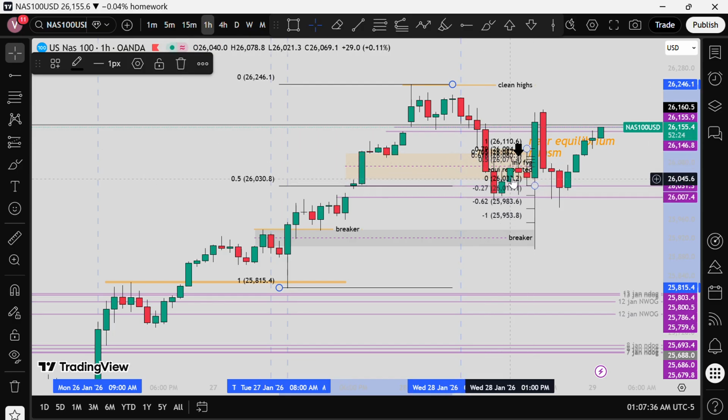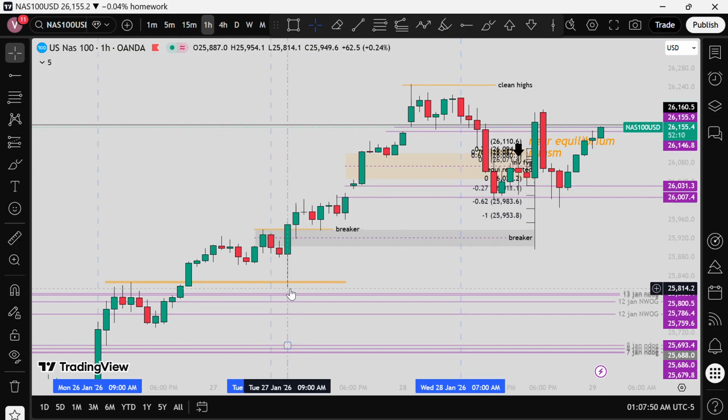Here we were talking about during this time. This was the time before FOMC started, and as you can see, it was hovering around this equilibrium. Now you would ask, why did I take it from here?